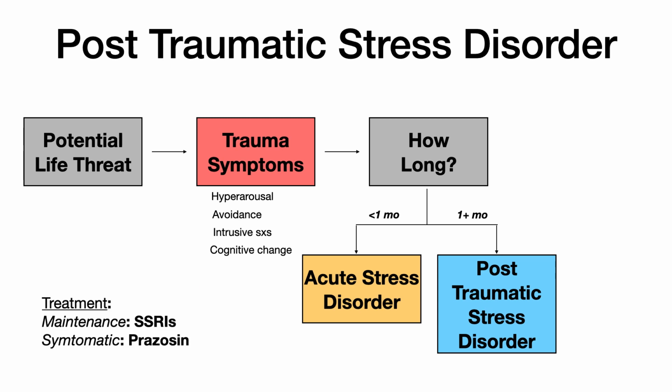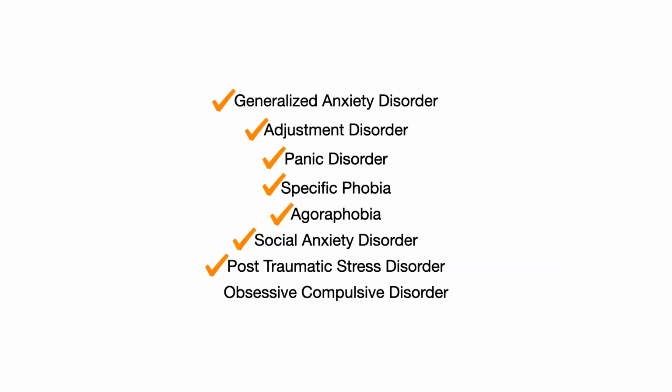All right. Now, the treatment here, regardless of if we're talking about acute stress disorder or post-traumatic stress disorder, is going to be SSRIs plus therapy. And then you can actually do symptomatic treatment for nightmares specifically. If the core component or the core symptom are nightmares, you treat that with prazosin. Okay, so that's post-traumatic stress disorder.